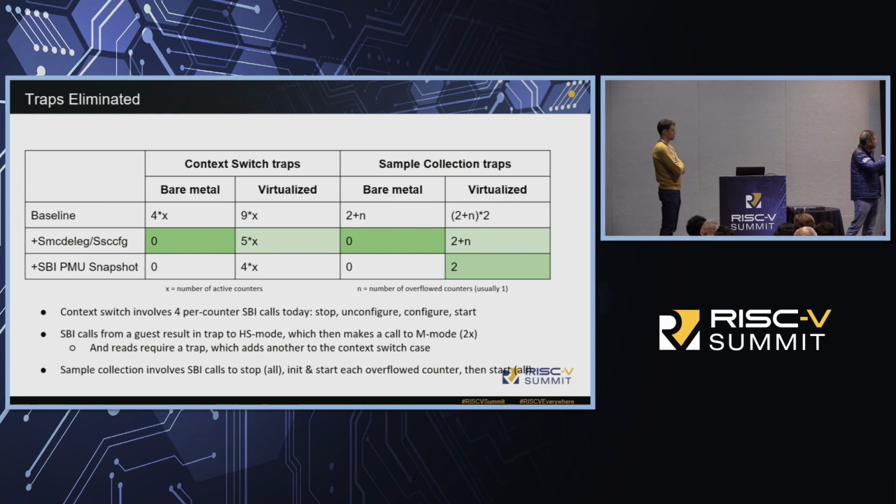With counter delegation, we reduce that to 0, and we cut this one by half. With SBI PMU snapshot, we even reduce those counter traps, or counter read accesses, that happen in the virtualization mode. And the only traps remaining are just 2, instead of 2 plus n into 2, because we just need two SBI calls. One is start the counter, the other is stop the counter. The values that need to be initialized are already in the shared memory between the guest and the host.